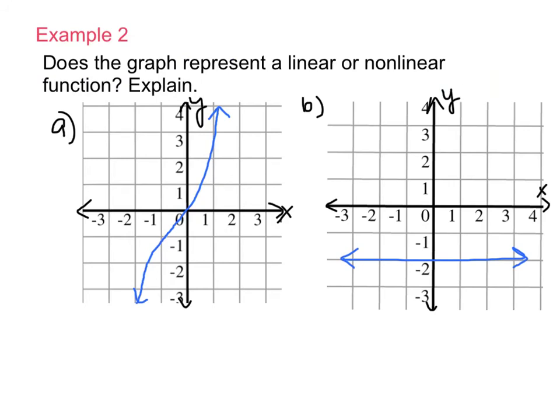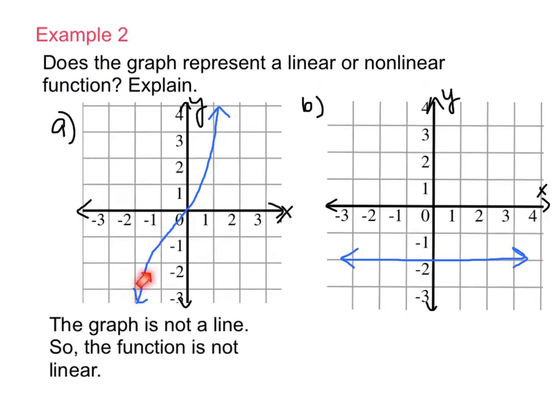Example 2. Does the graph represent a linear or nonlinear function? Explain. So A and B, make a rough diagram or a graph of this in your notes. You don't have to use graph paper, but just draw your axis and draw a line that's kind of curved in A and then a horizontal line in B. So if you look at A, does the graph represent a linear or nonlinear function? Well, knowing our key idea, a linear function makes a line, a nonlinear function does not. So if you look at A, we can see that it curves.